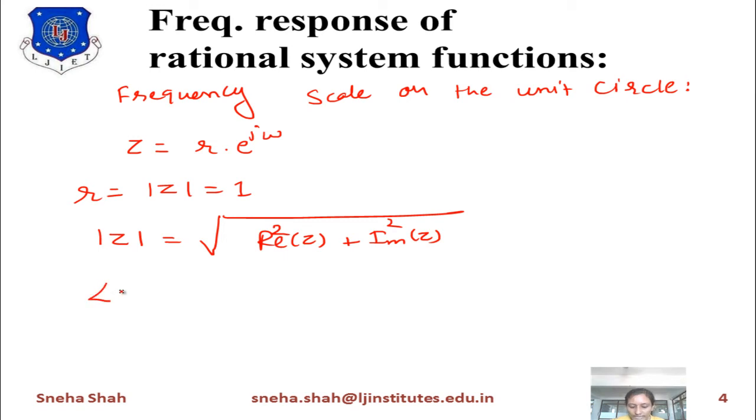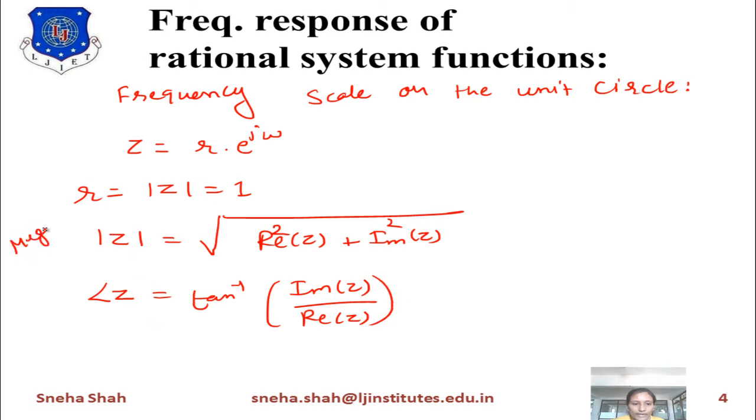And if you want to find the phase angle, it is represented as angle of z equals tan inverse of imaginary part of z upon real part of z. So by using these two equations, we can find out the magnitude response and the phase angle response, means the phase response or angle response, of any rational system function.